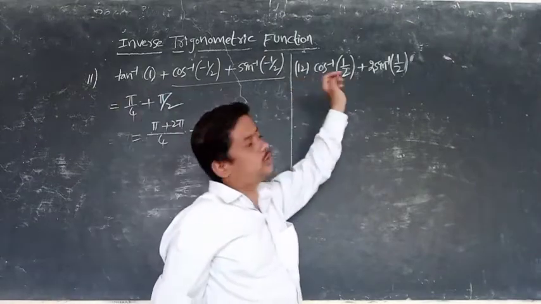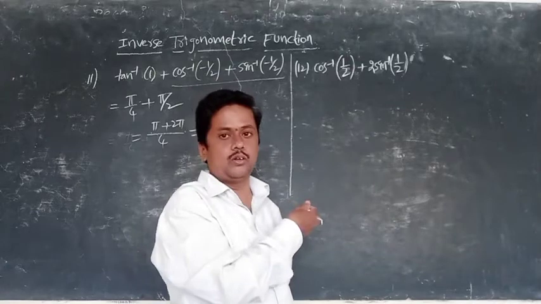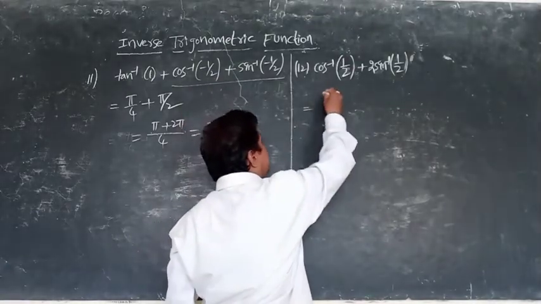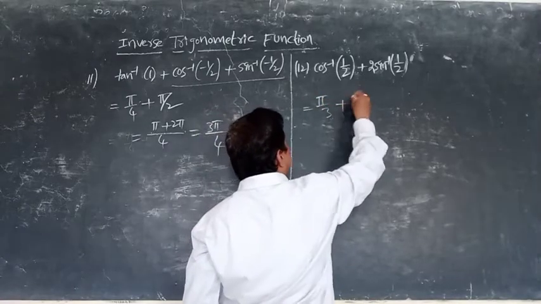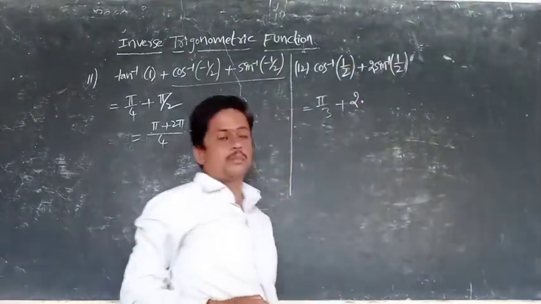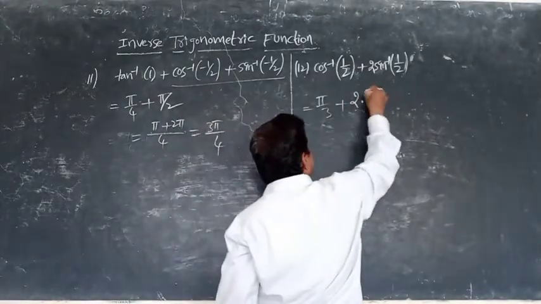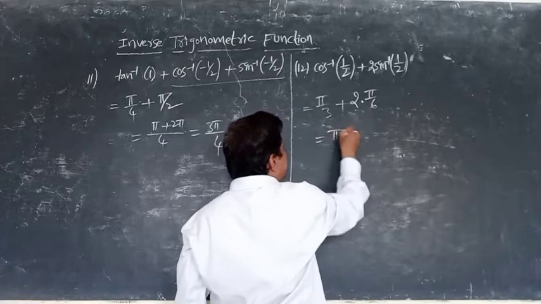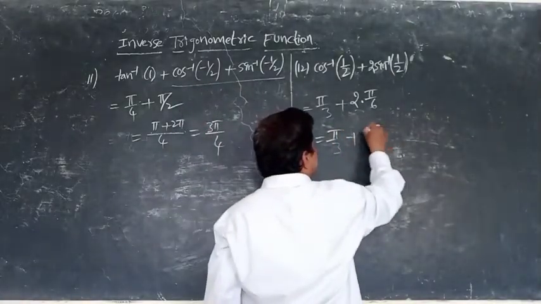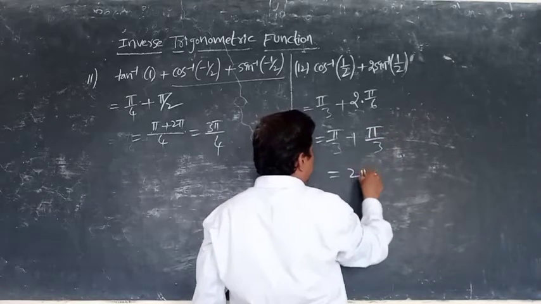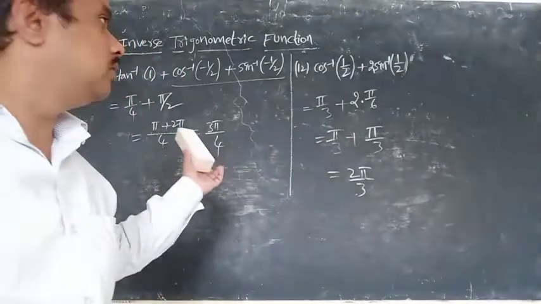Cos inverse of 1 by 2 plus 2 sin inverse of 1 by 2. The value of cos inverse of 1 by 2 is 60 degrees, pi by 3. Plus 2 into sin inverse of 1 by 2, which is 30 degrees, pi by 6. So pi by 3 plus pi by 3 is equal to 2 pi by 3. This is one of the easiest questions we can solve.